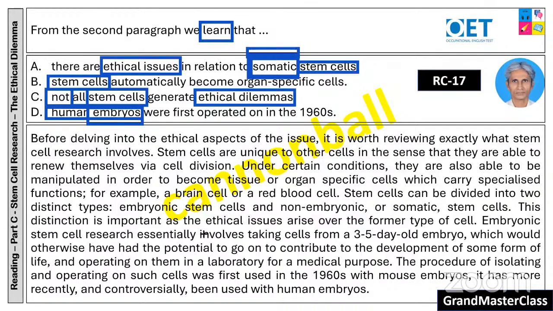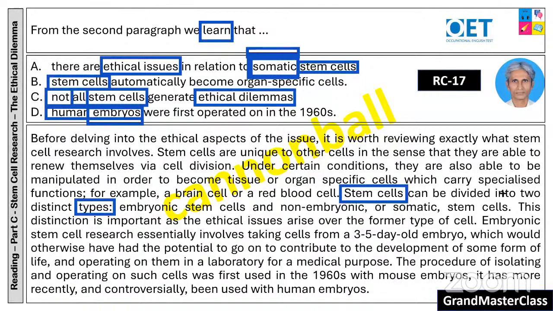So you can see very clearly, these are different types. How many types are there? Okay, two types. Stem cells are of two types. So the answer is in the middle. The answer will almost always be in the middle of the sentence.